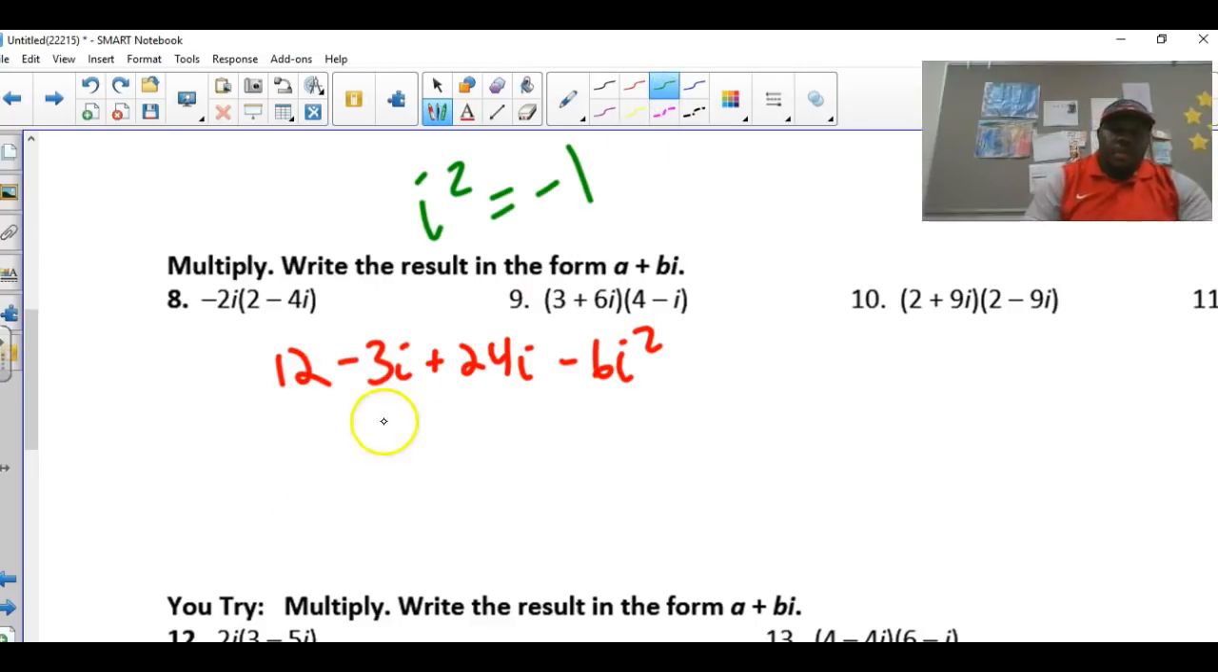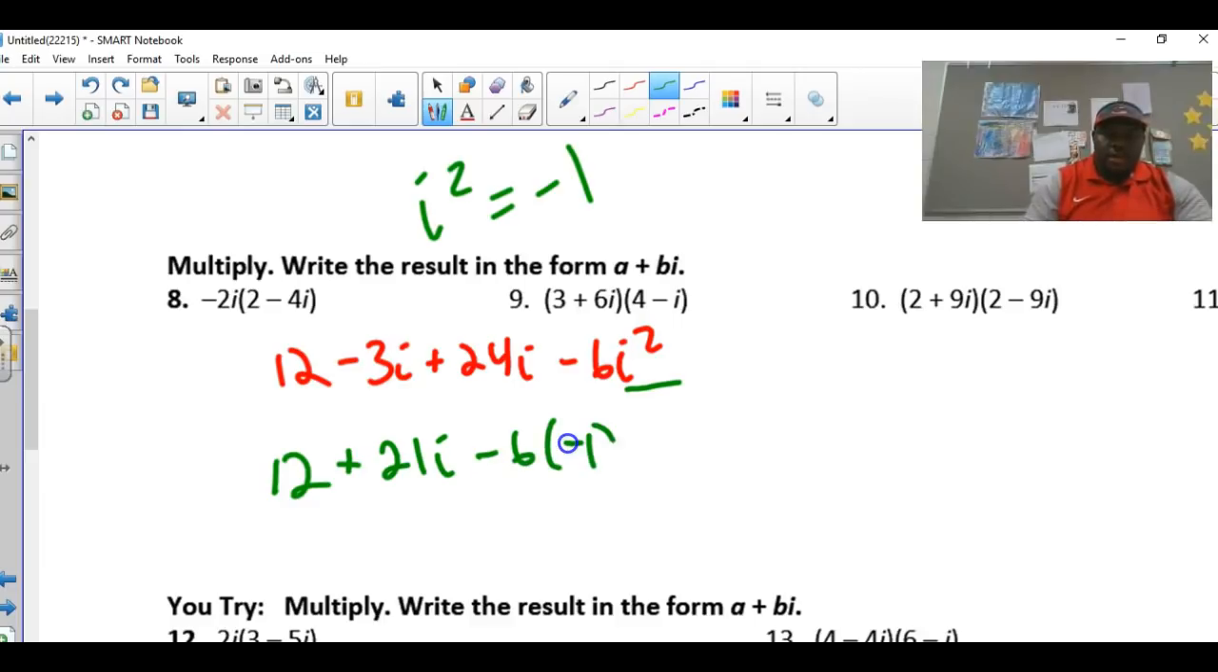Now, remember, i squared is negative 1. So we have 12 minus, well, let's see what we got. We got negative 3i plus 24i. See the like terms? We're going to add those. So negative 3i plus 24i is actually going to be positive 21i. And then i squared is negative 1. So we have negative 6 times negative 1.